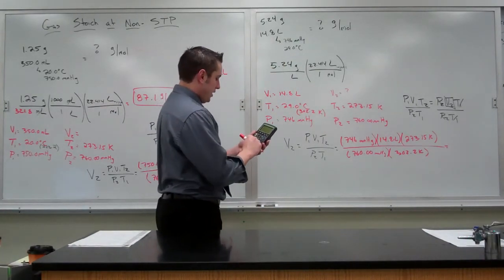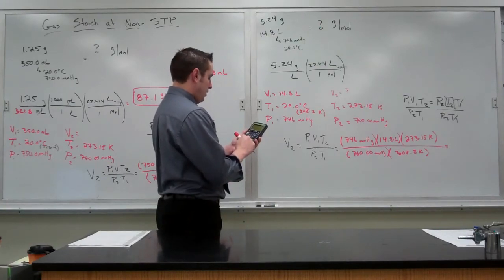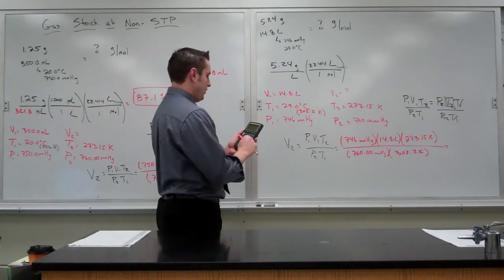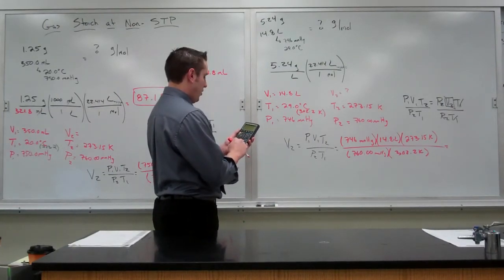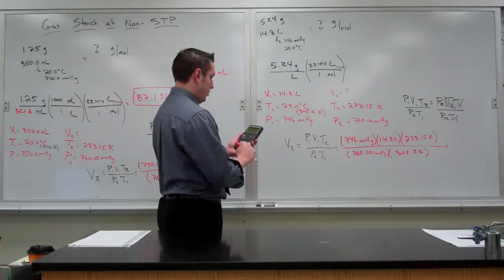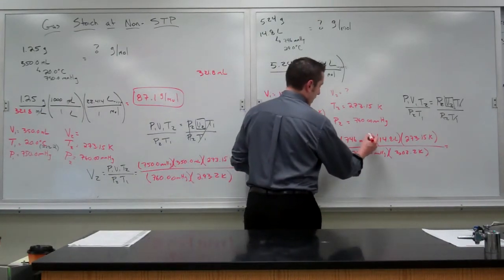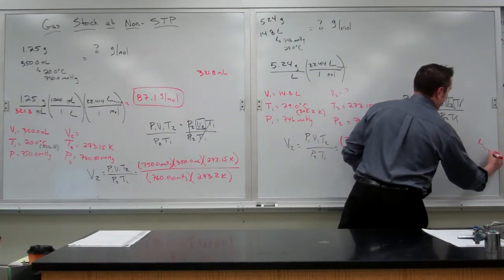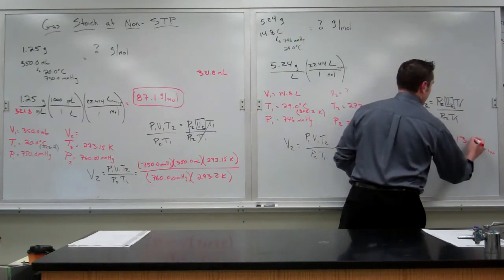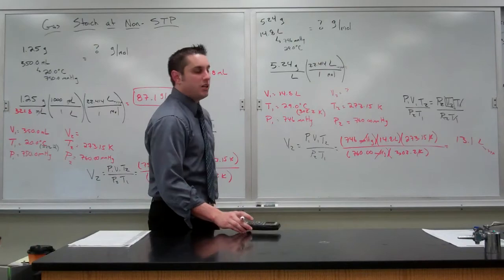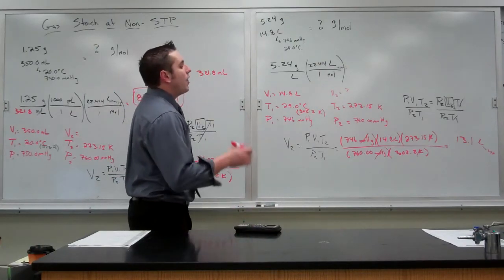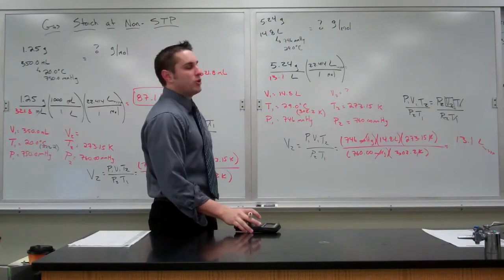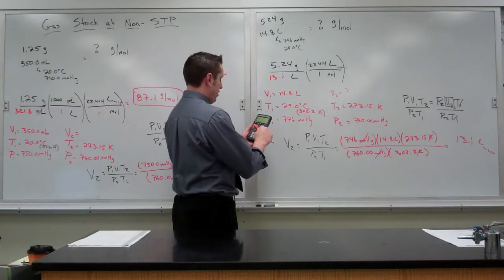Again, do the math on this. 746 times 14.8 times 273.15 divided by 760.00 divided by 302.2. Taking a look at your units, mmHg goes away, Kelvin goes away, leaving us with liters at STP conditions. And with 3 sig figs, that is a value of 13.1 liters. That is at STP, so I am allowed to plug it in up here and use the 22.414 liter conversion.